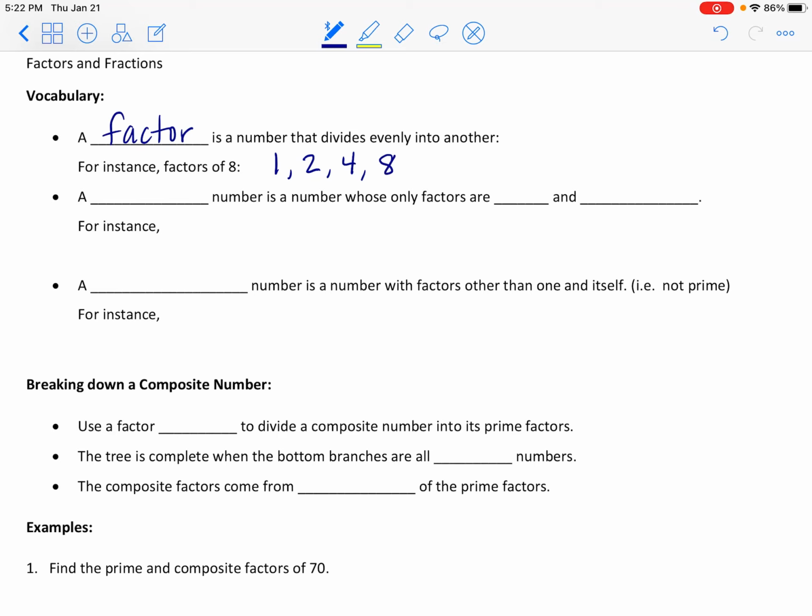Now if I said what is a pair of factors, you might say 2 times 4 is a pair, or 1 times 8 is a pair that makes the 8. But technically all 4 of those are individually factors as well.